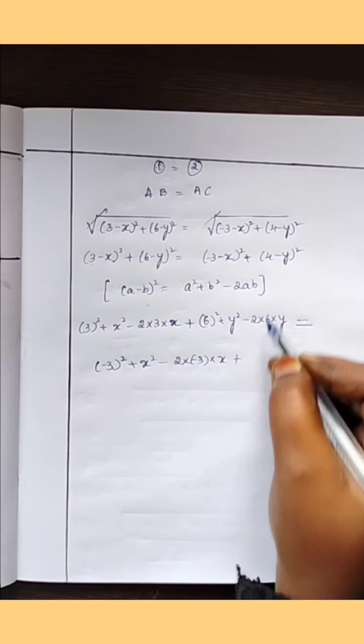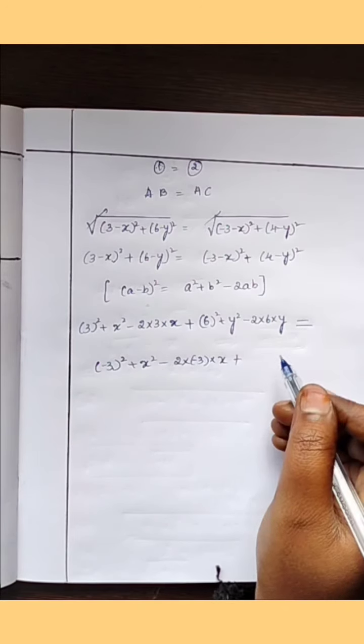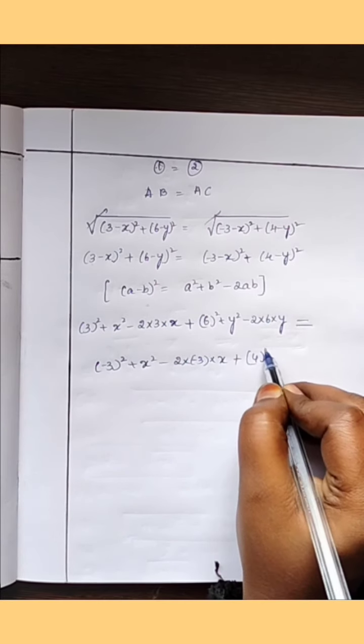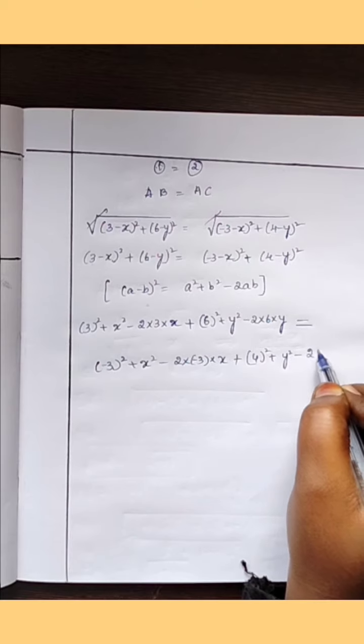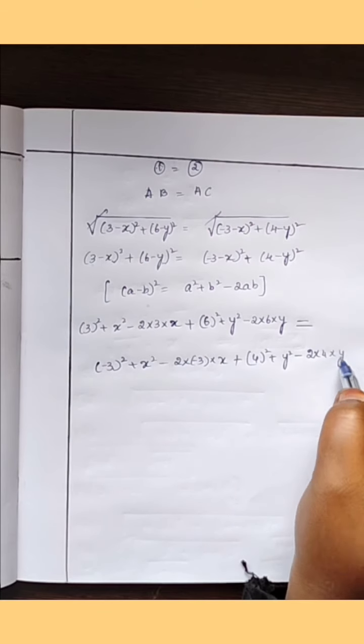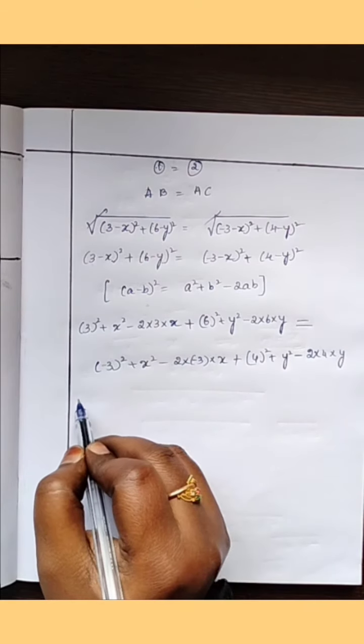Okay, next this. A means 4, b means y. a square plus b square minus 2 into 4 into y. Okay, dear students, now simplify it.